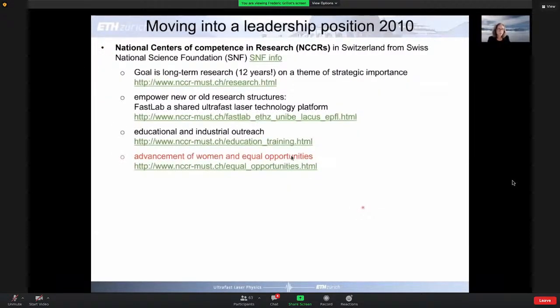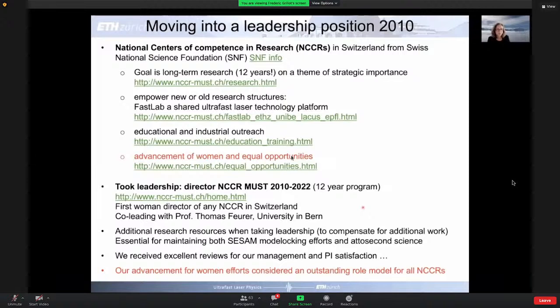These National Centers of Competence in Research in Switzerland are long-term research efforts with quite a lot of funding. The goal is to empower a new or old research structure. So we came up with a FAST lab as a new shared ultrafast laser technology platform. Then we should demonstrate education, industrial outreach, and advancement of women and equal opportunity. When I took this leadership, I was the first woman director of any NCCR in Switzerland, and we did it in a co-leading approach. I shared the leadership with Professor Thomas Feurer at the University of Bern.